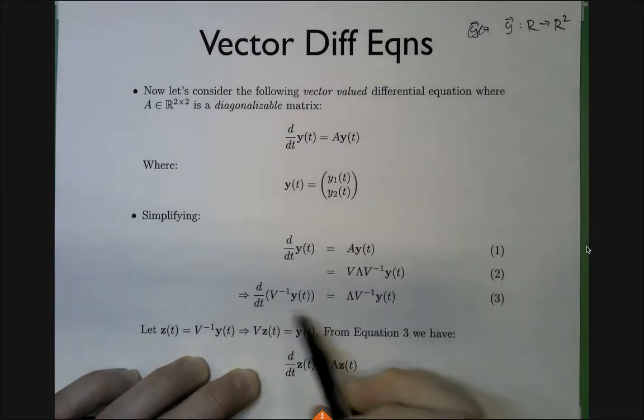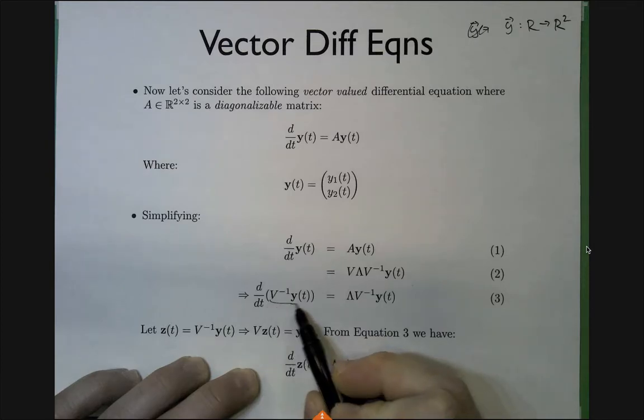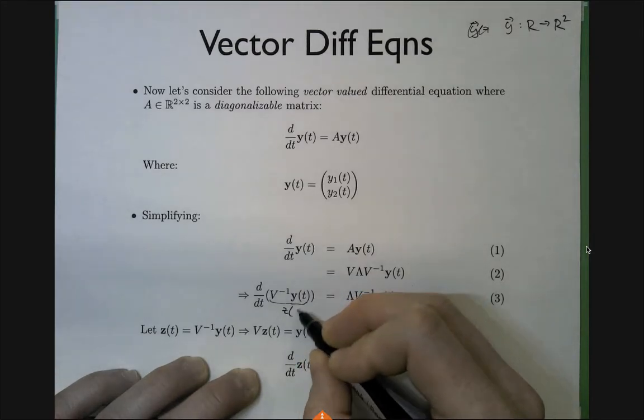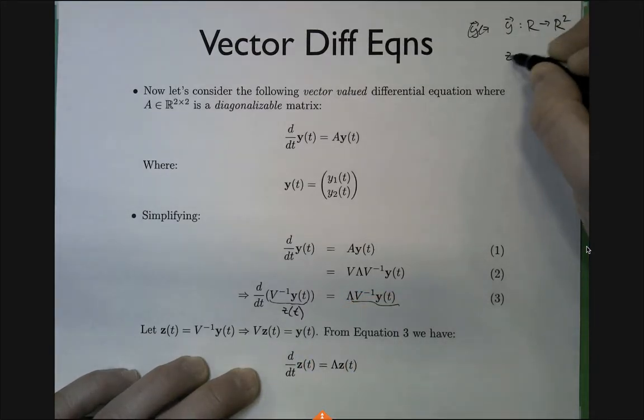And this is begging for a substitution, right? Because you have this term here and this term here, which are the same. So I will say, well, let's call this a new unknown. Let's call this Z(t), right? And Z is still going to be a function from R to R2.